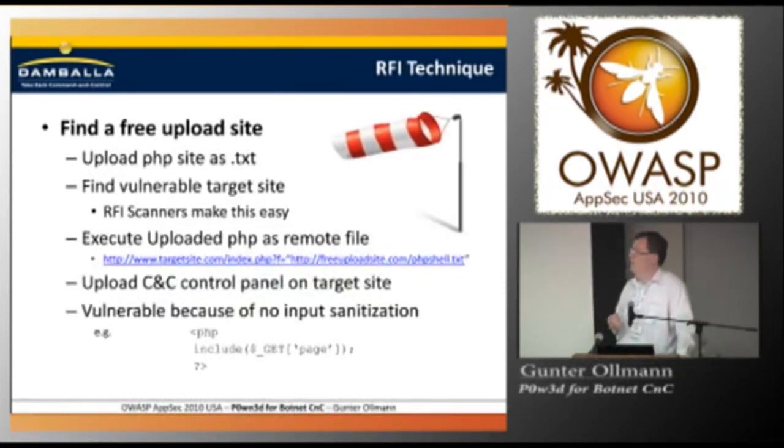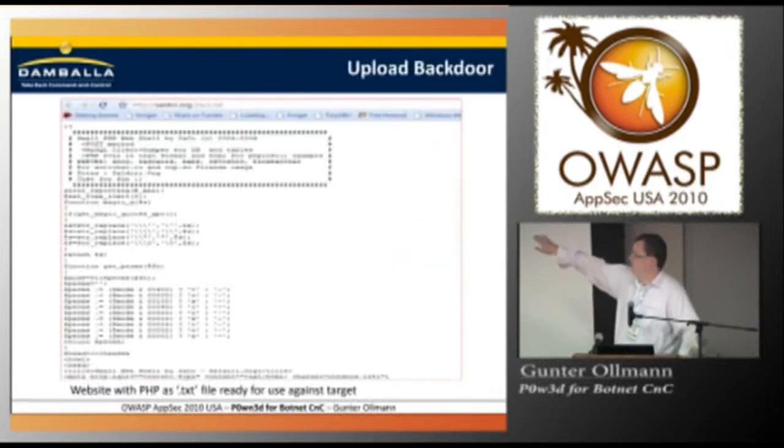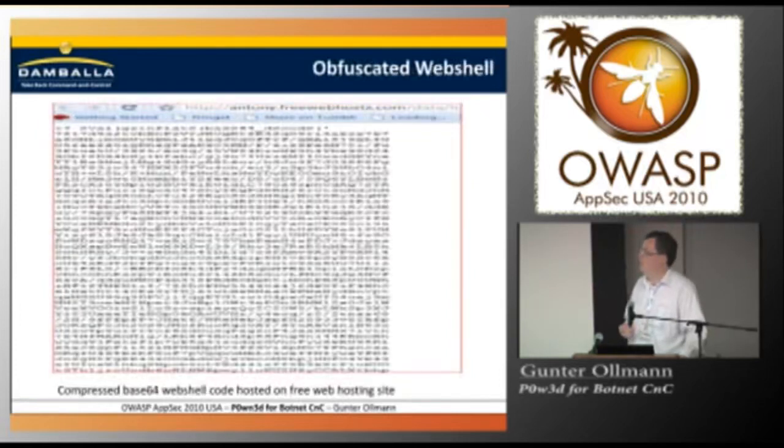You'll run an RFI scanner against a particular target, looking for the URIs that are potentially vulnerable. It will automatically insert your free link. So for example here, the tail end of this URL, freeuploadsite.com, phpshell.txt, will be injected into all those pages that it thought were vulnerable. And eventually what will happen is that, because of no input sanitization on these vulnerable RFI URLs, you will actually end up with a full interactive command shell running on the machine.